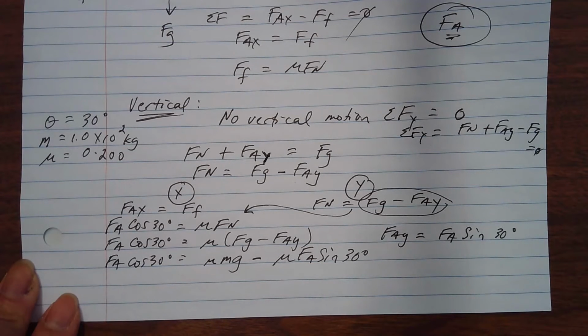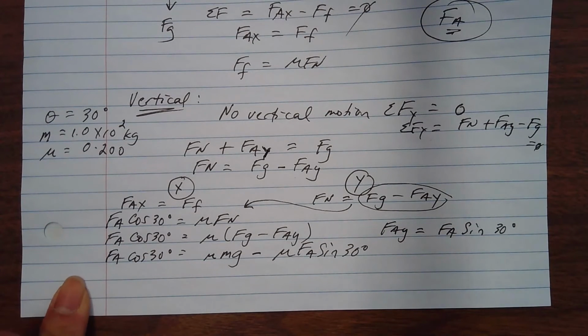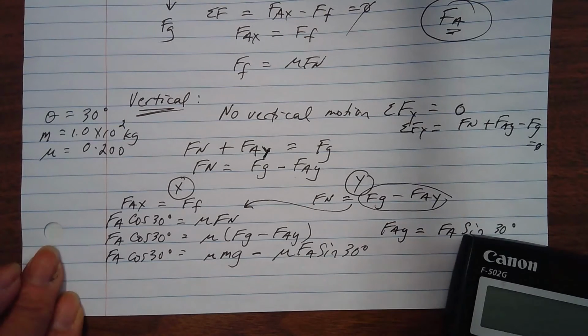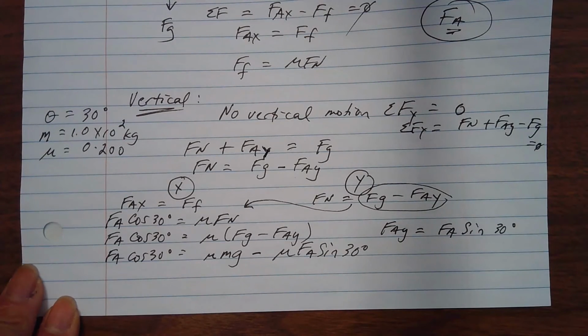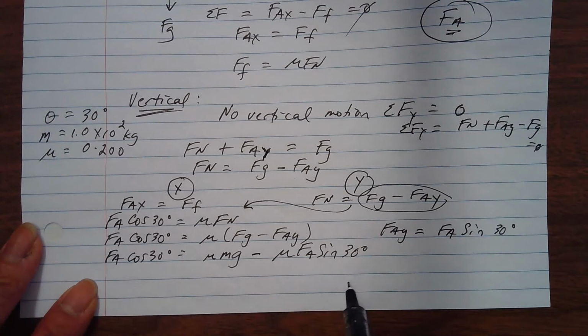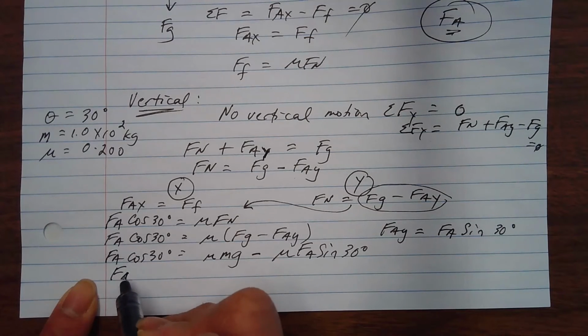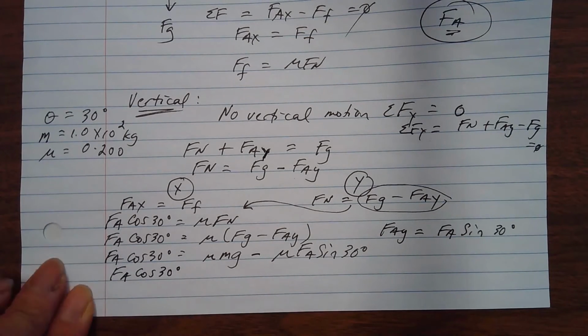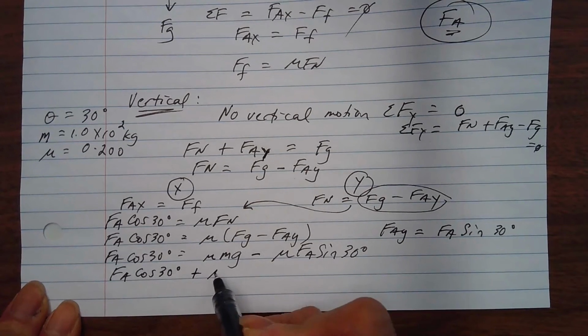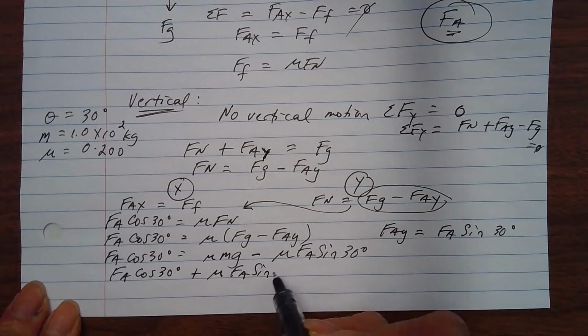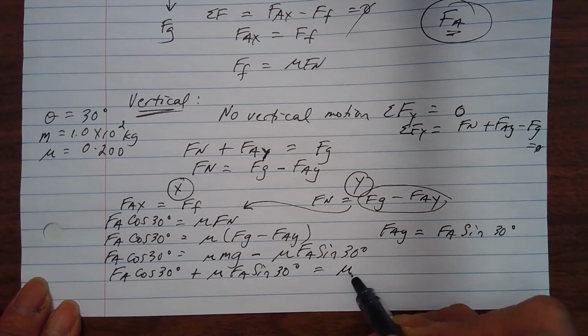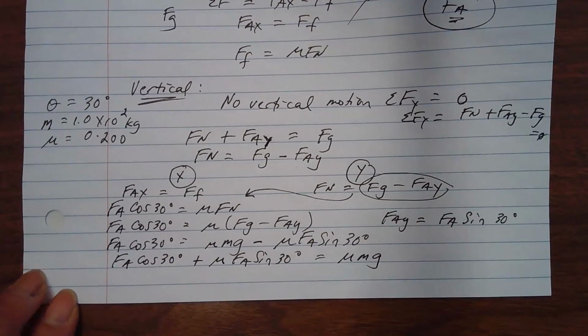So far so good? Okay, so what do we not know? What can we find now? We can find the FA. We can solve for the FA now. So we have cos of 30. You guys can calculate, get your calculator. Actually, let's do this first. Let's put together the FA. FA cos of 30 degrees plus mu FA sine of 30 degrees equals mu mg. Okay?